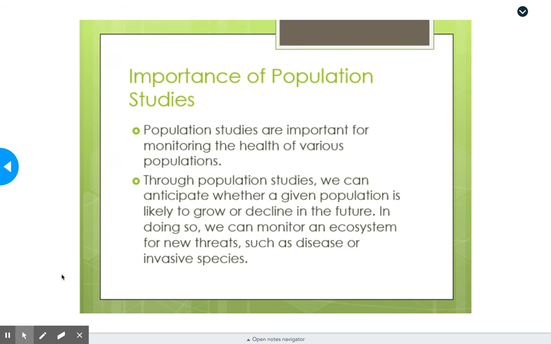So in the task that we're working on, Unit 2, Task 3, you guys are going to be studying different populations and analyzing different data. So go ahead and open that up and get started on Unit 2, Task 3.